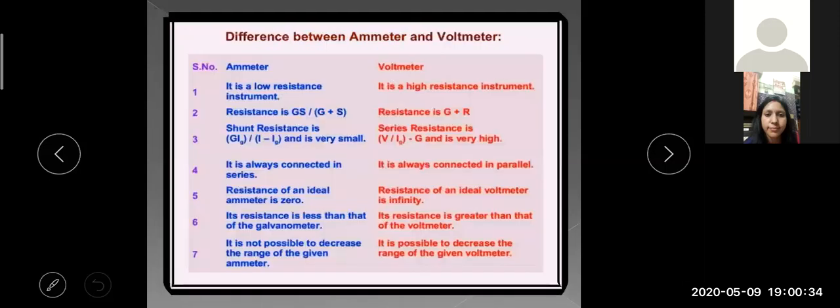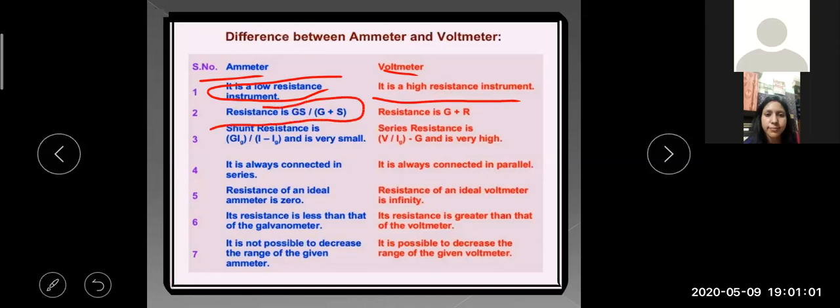Okay. Now, what is the difference between a voltmeter and an ammeter? Let's define them. First, an ammeter is a low resistance instrument, as I told you, while a voltmeter is a high resistance instrument. The resistance of an ammeter is GS upon G plus S, as we have discussed in the previous slide. The resistance in a voltmeter is G plus R.